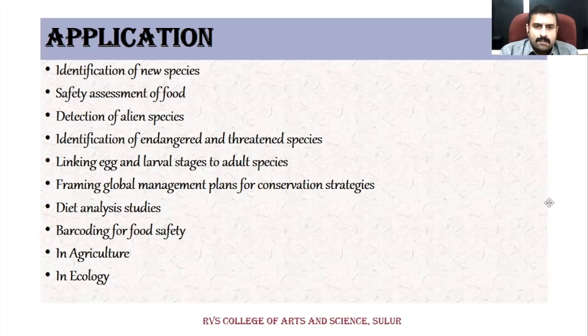Framing global management plans for conservation strategies looks to be a big generic term. Diet analysis studies, barcoding for food safety, in agriculture, in ecology, definitely in ecology, in environment studies, especially in evolutionary studies, in phylogenetic studies, this barcoding is going to revolutionize the entire system.